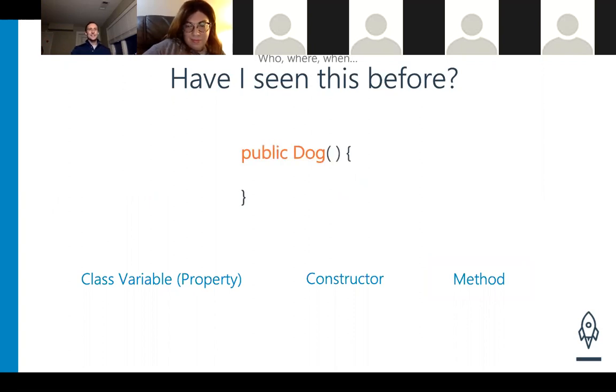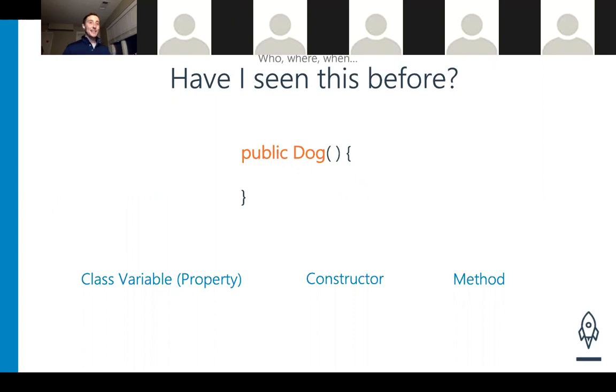How about this? What is this? Constructor. Very good. It's a constructor. We know it's a constructor because it looks like a method, but it's missing one big thing. It's missing the return type. It doesn't have a return type here. Another telltale sign, it has the name of the class.